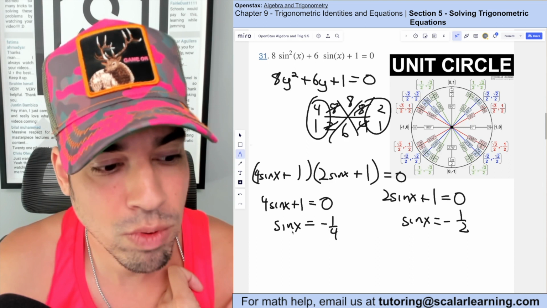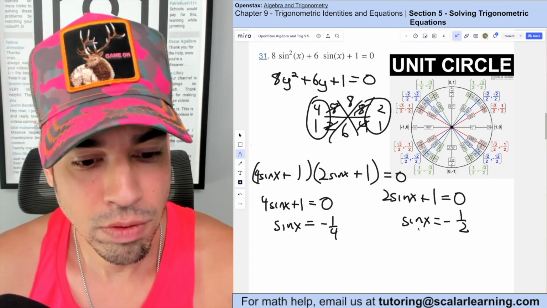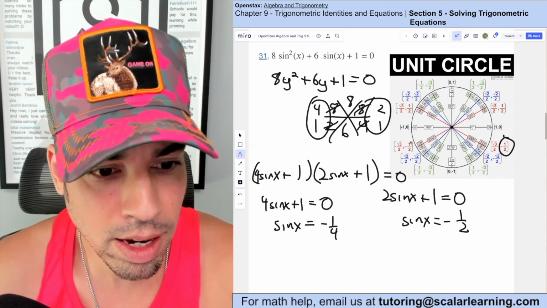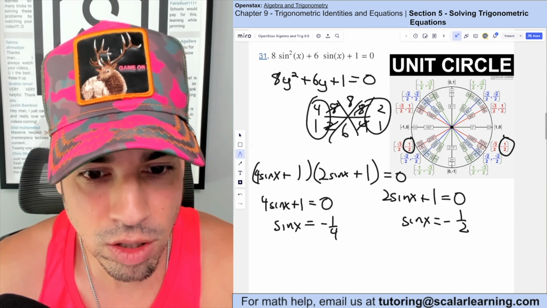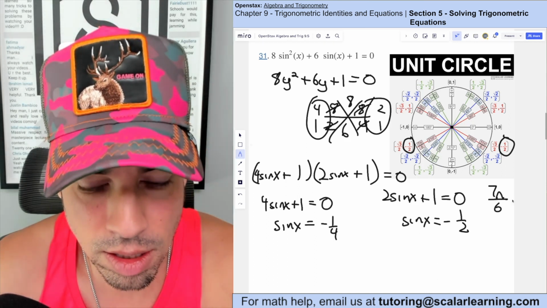All right, so remember, sine on the unit circle corresponds to the y values of the coordinates. So first we have -1/2, where do I see that? I see that here, and I see that here. Okay, so that's 11 pi 6 and 7 pi 6. So 7 pi 6 and 11 pi 6.